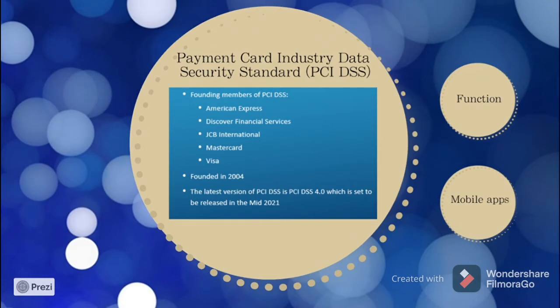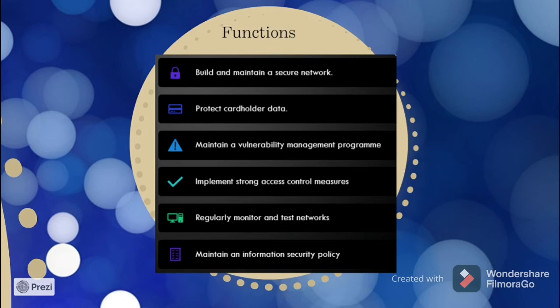Next, I'll be moving on to the security method. The security method that I will be presenting is the Payment Card Industry Data Security Standard, also known as PCI DSS. PCI DSS was founded in 2004, and the founding members are American Express, Discover Financial Services, JCB International, MasterCard, and Visa. The latest version is PCI DSS 4.0, which is set to be released next year in mid-2021.